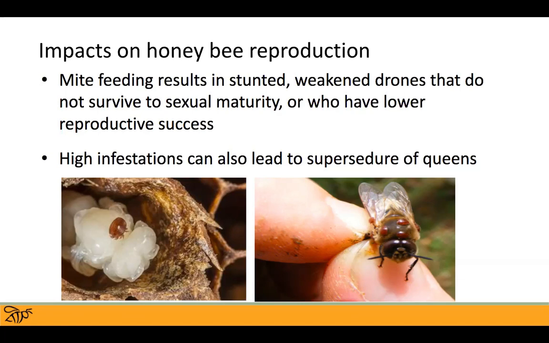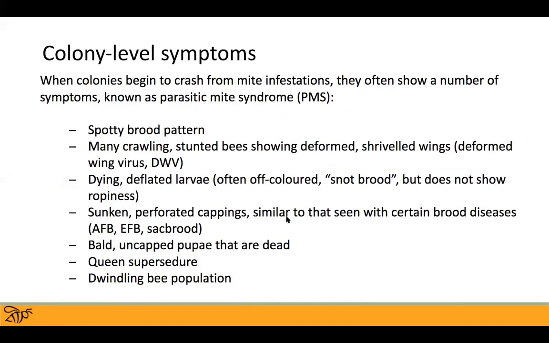So that means that Varroa mite parasitism can definitely lead to reduced reproductive success in honeybees. Another thing that's important to note is that high infestations can also lead to the supersedure of queens. So that is when the colony tries to replace the queen because they think that she's failing. So that is not the ideal situation, certainly something that we want to avoid.